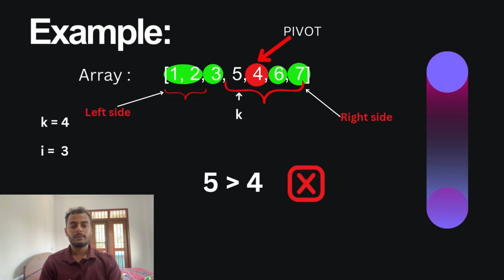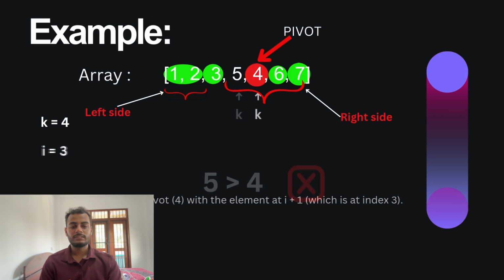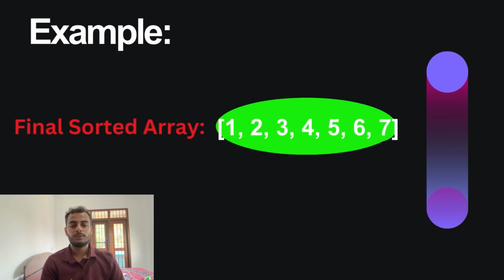k equal 3, element 5 is greater than the pivot 4. No changes. Move to the next k. Now swap the pivot 4 with the element at i plus 1. Array becomes 1, 2, 3, 4, 5, 6, 7. Now the array is fully sorted and the final result is 1, 2, 3, 4, 5, 6, 7.